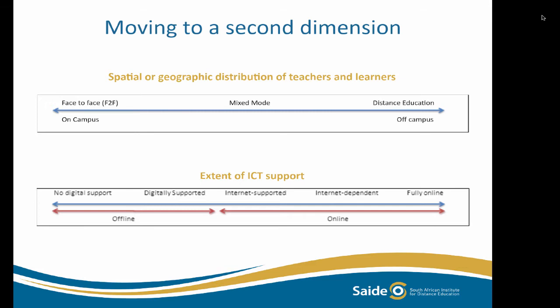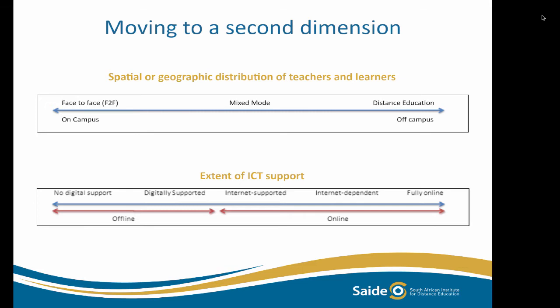So moving to your second dimension now, our first dimension is the spatial or geographic distribution of the teachers and learners. So we've got face-to-face, thinking of it as an on-campus situation, and on the right-hand side of the first continuum, we have distance education and off-campus. And what we can now introduce is a second dimension, which is the extent of the ICT support that we are providing for the teachers and learners. Notice on the left-hand side, we've got digitally supported and no digital support, and those are in fact offline. They don't have to be online.